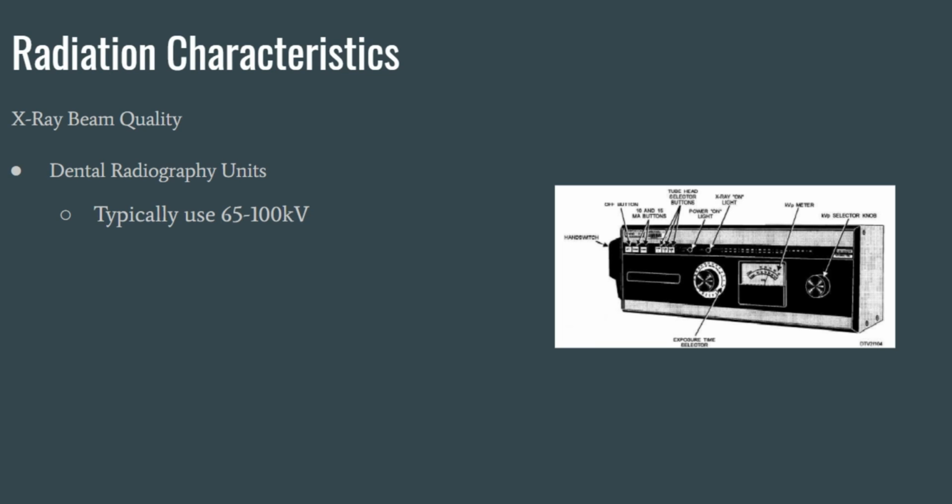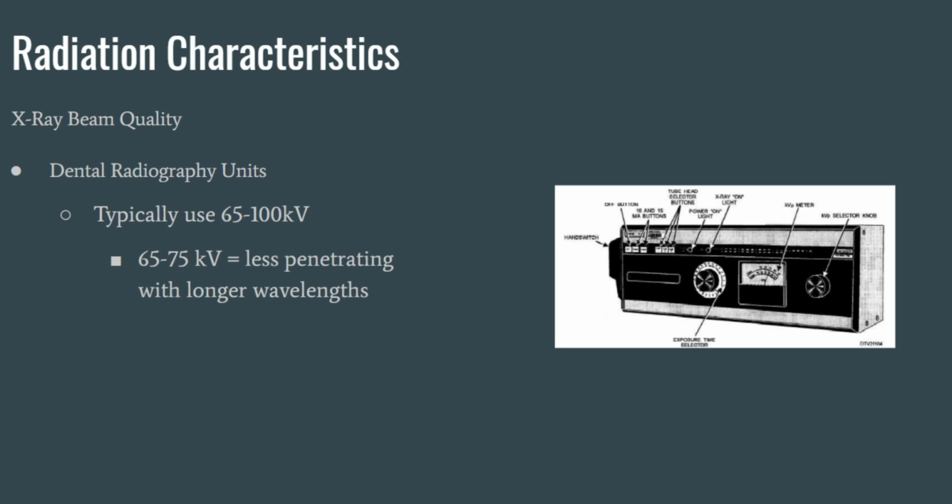So your typical dental radiography machine is going to use between 65 and 100 kilovolts. So think back, 1 kilovolt equals 1,000 volts. So this is 65,000 volts or 100,000 volts. But to simplify it in dental radiography terms, kilovolts. So 65 to 100 kilovolts is a typical dental machine.